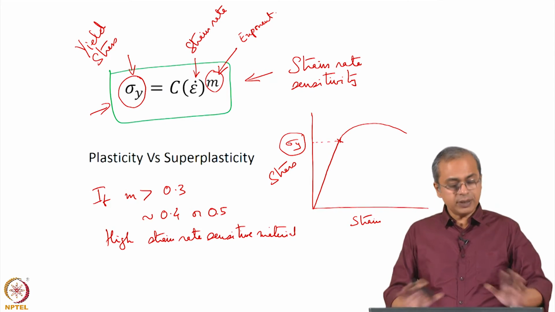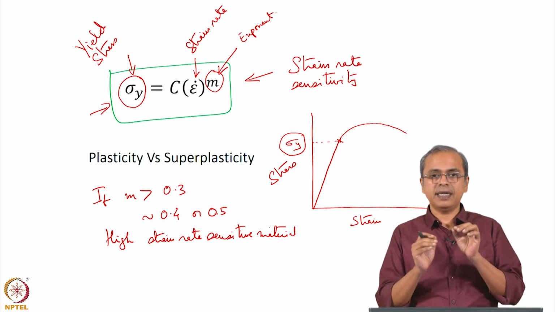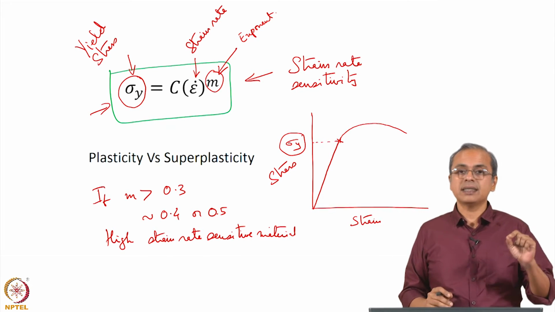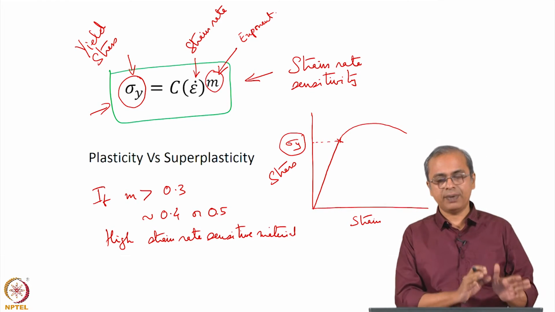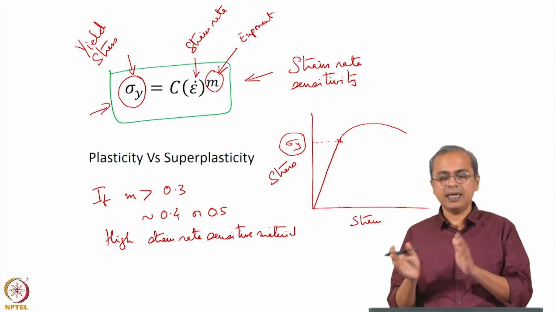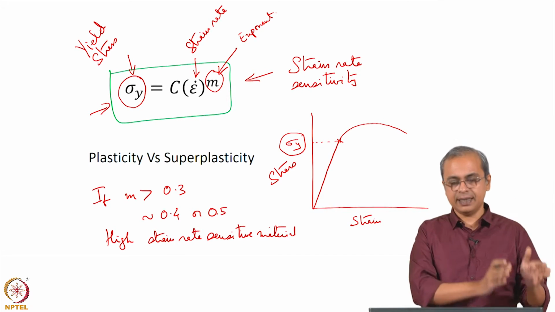So, this is a phenomenon that shows. It means that if the strain rate increases, the yield stress increases. So, if you do this experiment at low strain rate, you get one yield stress. If you do it at higher strain rate, you get another yield stress. Typically, at higher strain rate, you will get a higher yield stress.